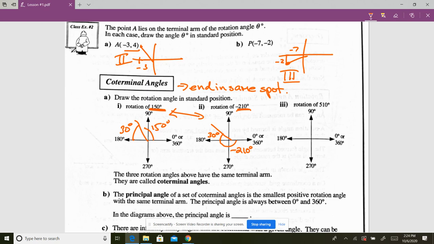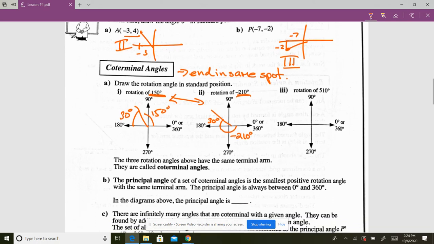If I wanted another angle, I could just take 150 and add 360 to get to it. And that would rotate all the way around from that point. And I could do it again and again and again. You see my point here. There's an infinite number of coterminal angles. Okay? And all coterminal means is you end in the same spot. Good? All right.